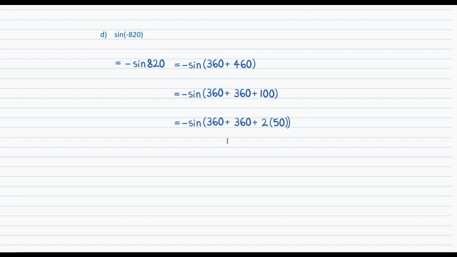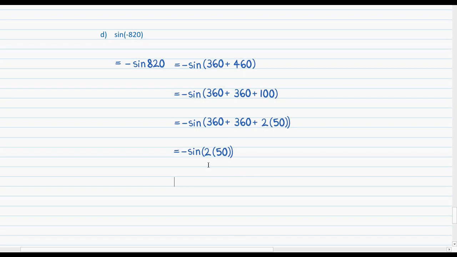The first step is to remove 360 from it, which gives 360 plus 460. Then the second number is greater than 360, so you have to remove 360 again, which gives it as 360 plus 360 plus 100. And 100, from the previous part, we know can be rewritten as 2 times 50. Finally, breaking down the 820, 360 plus 360 plus 2 times 50. And from the property of periodicity, we know that sine of 360 plus 360 plus 2 times 50 would just be the same as sine of 2 times 50.